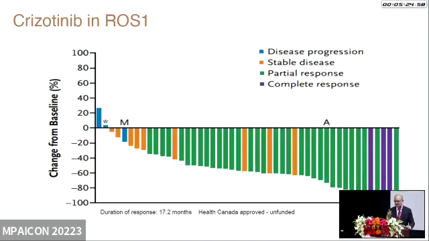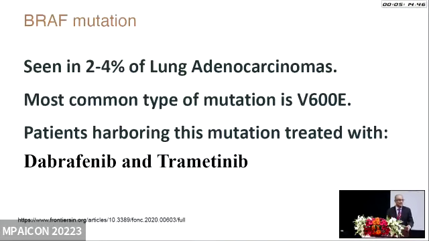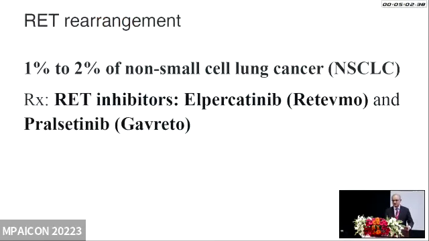And this is a waterfall curve which just shows that anything beneath the line means it's good. So the green means that the patients had a partial response, whereas the ones with the purple had a complete response. BRAF mutation is seen in about 2 to 4% of lung adenocarcinomas. Most common is V600E. This is the same mutation that is seen in many other tumors, including papillary thyroid carcinoma. Now, there are specific drugs that are known to target this.